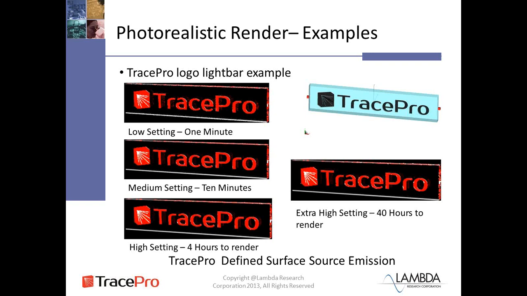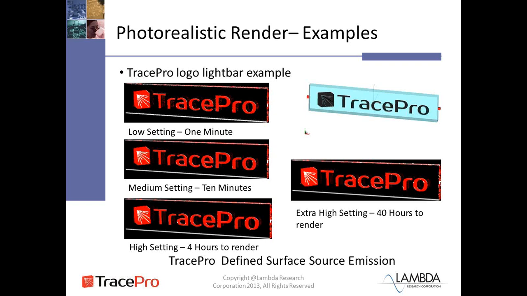We put an eye position out in front, and we looked in a perspective view at the front where the TracePro logo is. In the low setting, which took about a minute, you can see in the top upper left the photorealistic render. In the medium setting, which took about 10 minutes, I think we got the best view here. So we're actually able to see that the TracePro logo is uniformly lit up. We went to a higher setting, which took about 4 hours to render. We see very little differentiation between the high setting and the medium setting. And for 4 hours, I don't think it's really worth it.